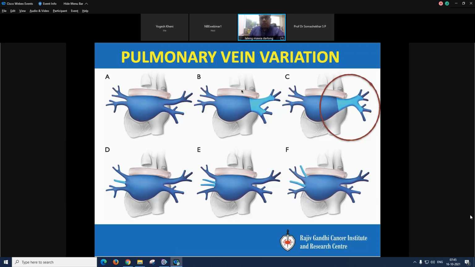I would just focus on one, that's basically the C one. You can see here that most of the time the branches are occurring early or late, or long intrapericardial, extrapericardial, or accessory, coming out basically from the hilar area only. But sometimes on the left side especially, you can have a common pulmonary venous trunk.